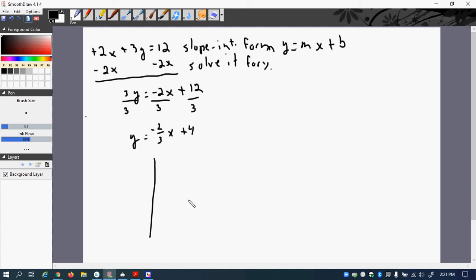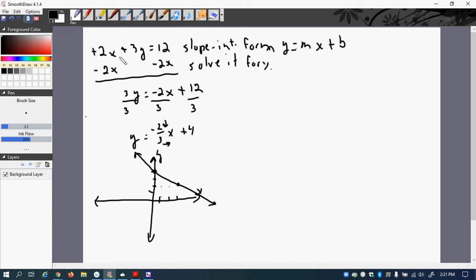So we can go down here and graph the y-intercept. And the y-intercept is 4, so we go up 1, 2, 3, 4. And then we're going to go down negative 2 and to the right 3. So down 1, 2, and right 1, 2, 3. So there's my next point, and I can actually graph that line. And there it is. So this is how you would graph a line after you've solved this.